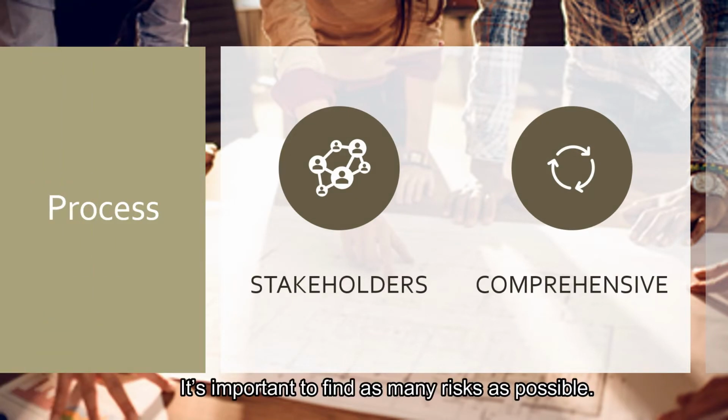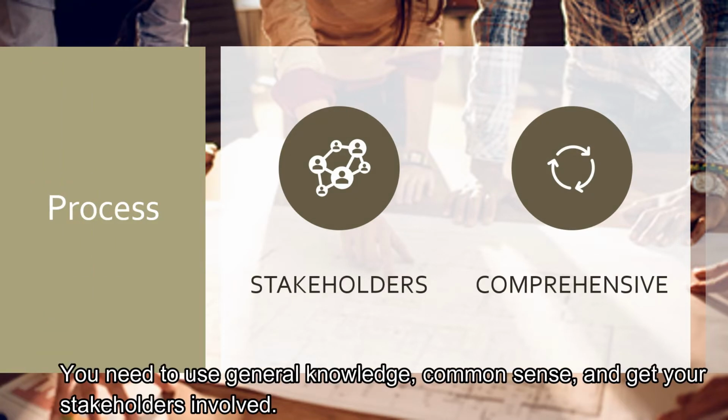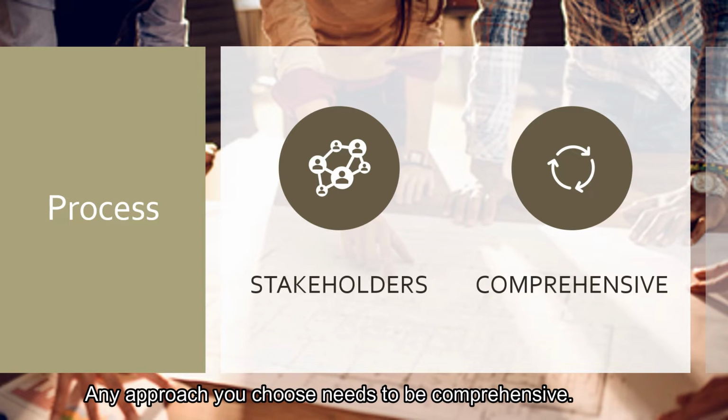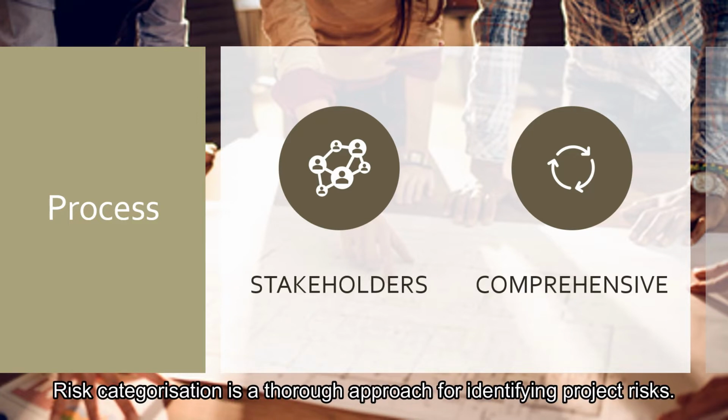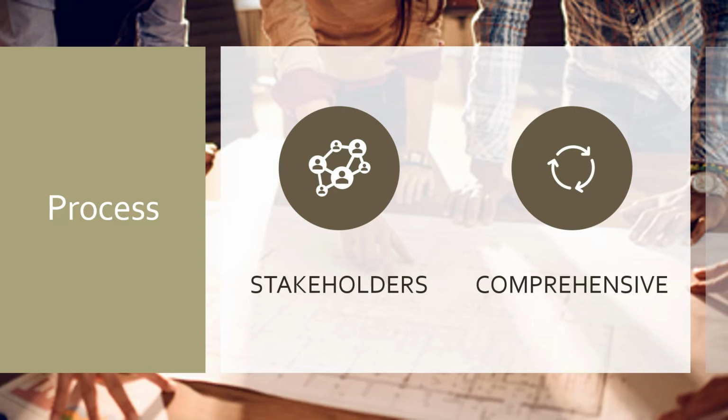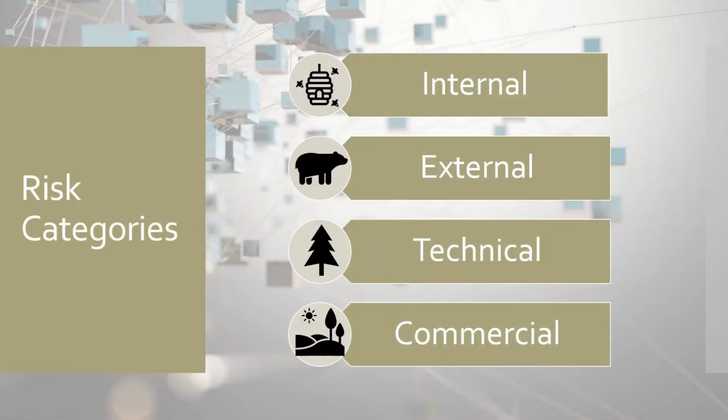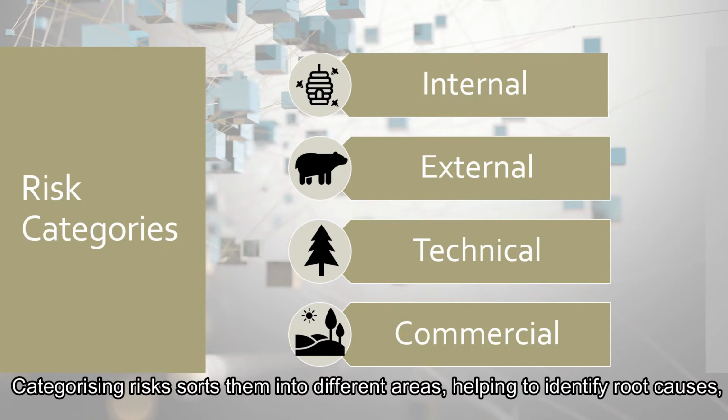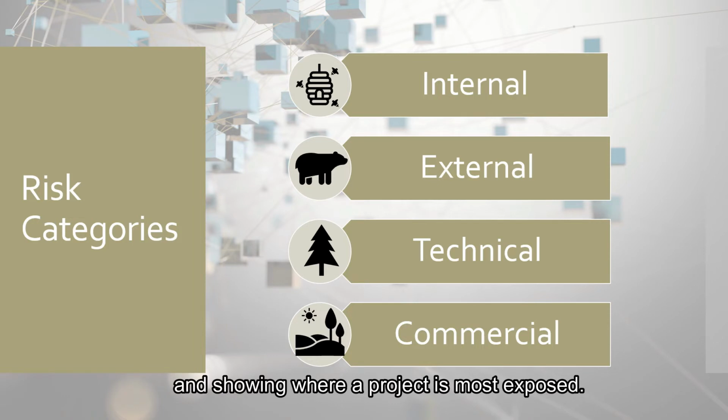It's important to find as many risks as possible. You need to use general knowledge, common sense, and get your stakeholders involved. Any approach you choose needs to be comprehensive. Risk categorization is a thorough approach for identifying project risks. Categorizing risks sorts them into different areas, helping to identify root causes and showing where a project is most exposed.